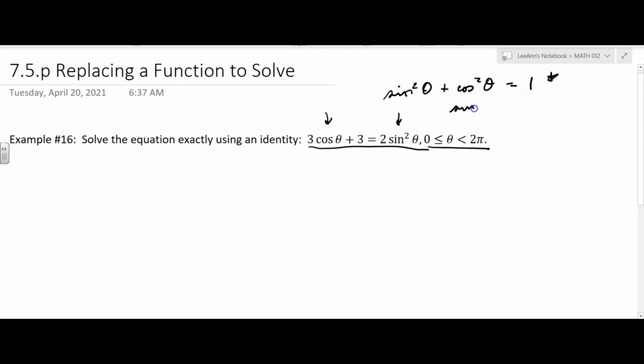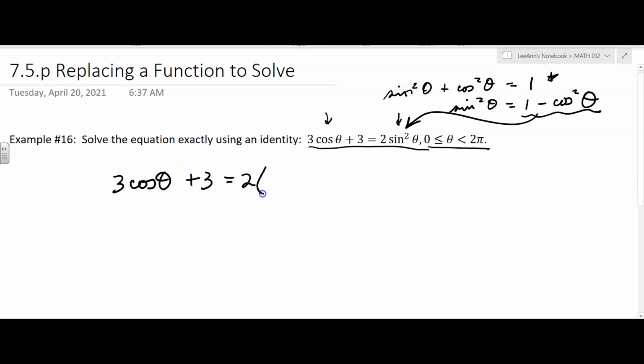So that means sine squared theta is equal to 1 minus cosine squared theta. And then we can substitute this in for the sine squared theta. Okay, so now we're going to have 3 cosine theta plus 3 equals 2 times 1 minus cosine squared theta. And so now we'll work with this equation like we do with the equations. Distribute.